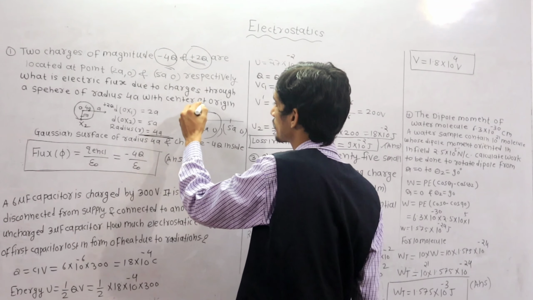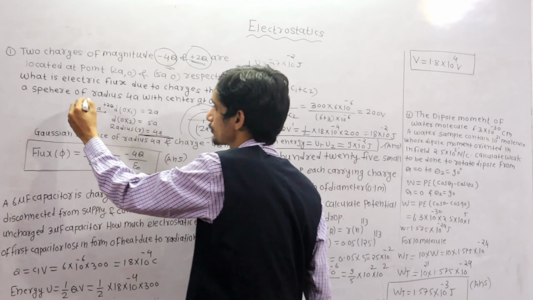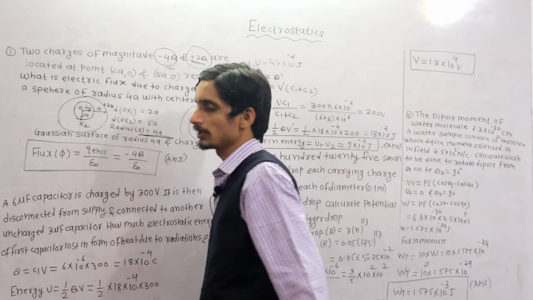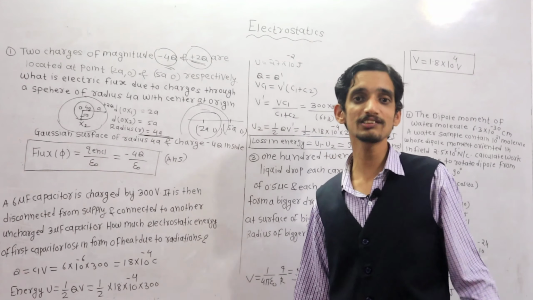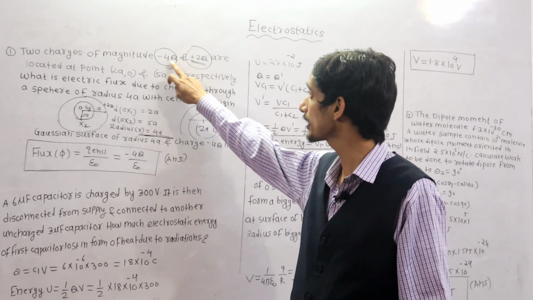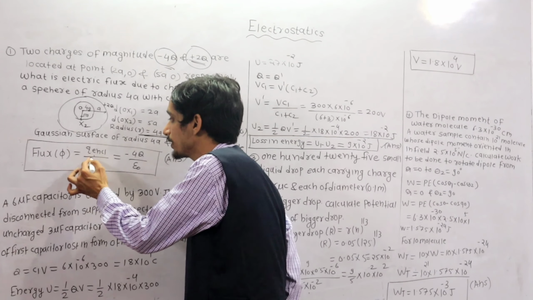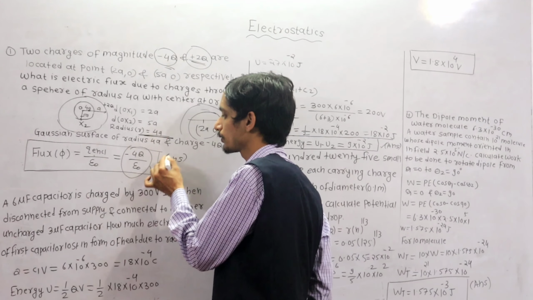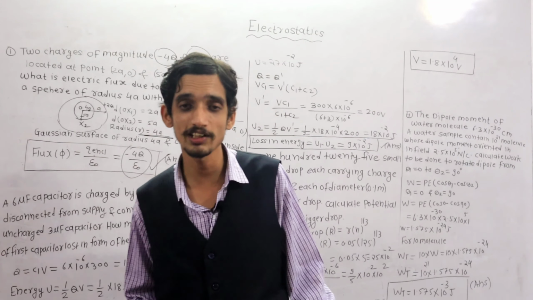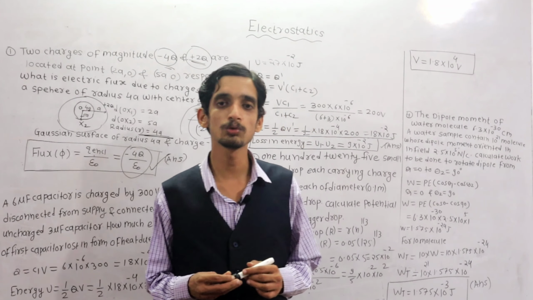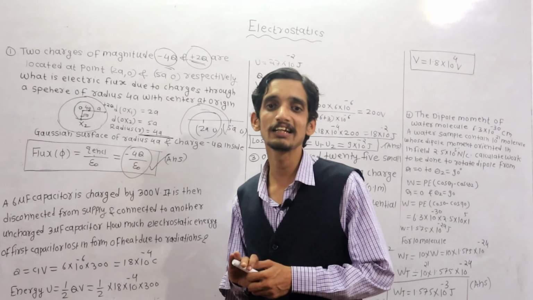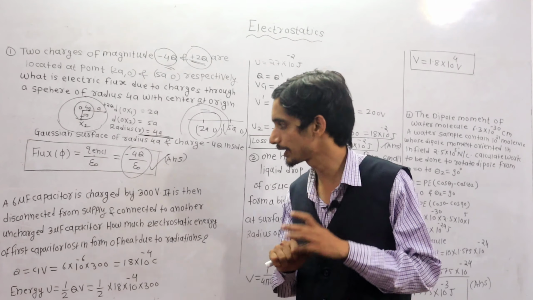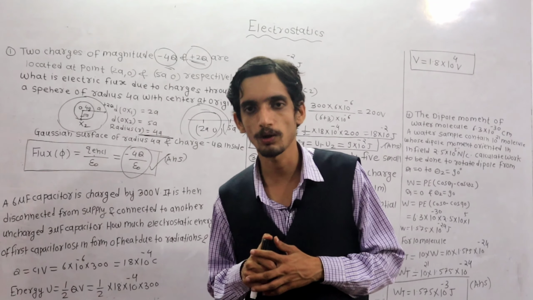If I draw the Gaussian sphere, we have to consider only the charge inside the sphere, which in this case is minus 4q. That's why flux is equal to q enclosed by epsilon naught, which is minus 4q upon epsilon naught. As per Gauss theorem, flux is equal to q enclosed upon epsilon naught. So the answer is minus 4q upon epsilon naught.